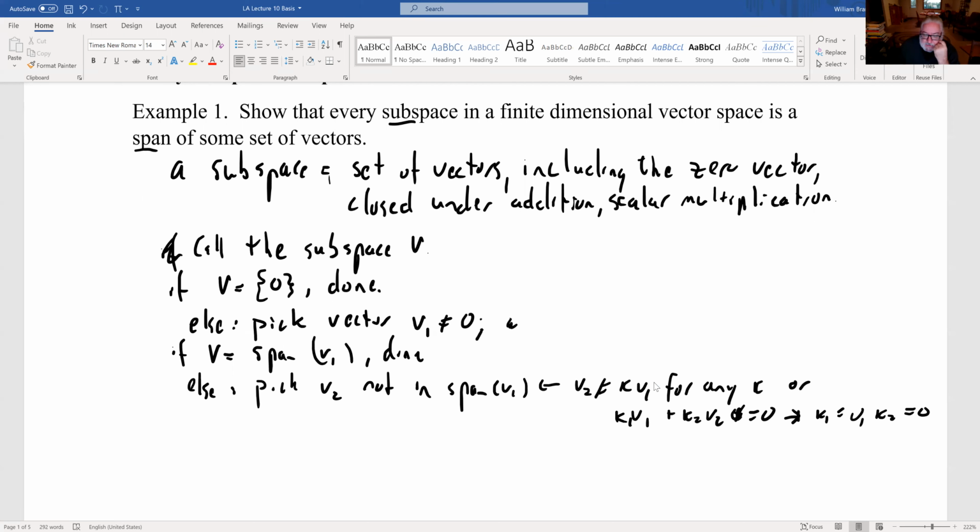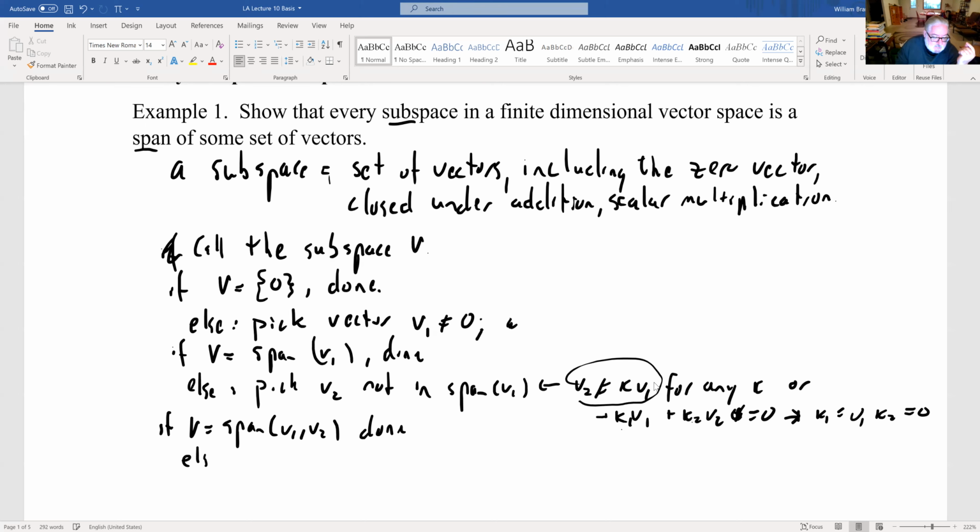That's an arrow, right? Because if there was a K1 and a K2, so that this equation here held, then I could move the V2 over to the other side, divide by K2, and then I would have V2 in the span of that. So if V2 is not in the span of V1, then V2 and V1 are linearly independent, which is nice. So pick V2 not in the span of V1. Now, if my subspace equals the span of V1 and V2, then done.